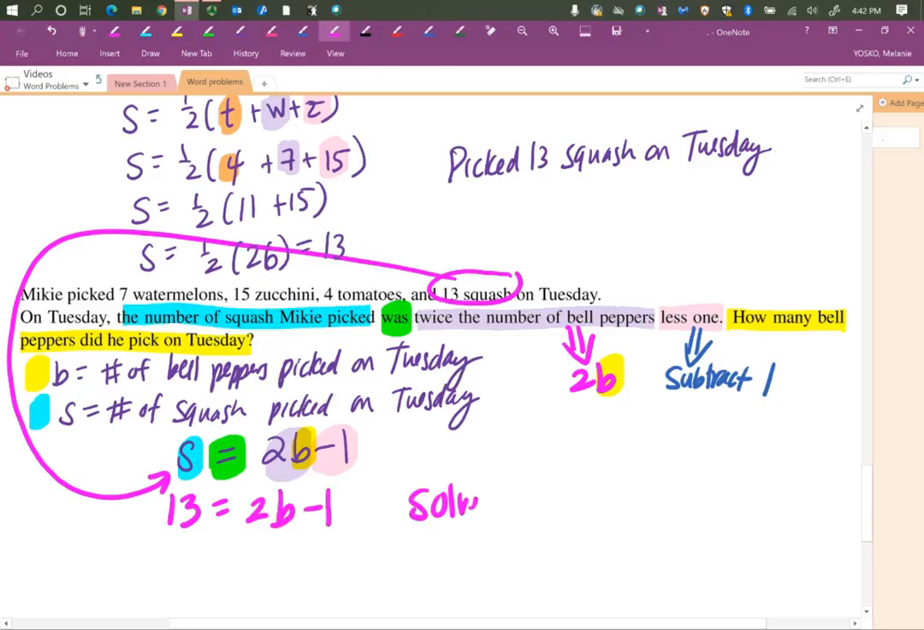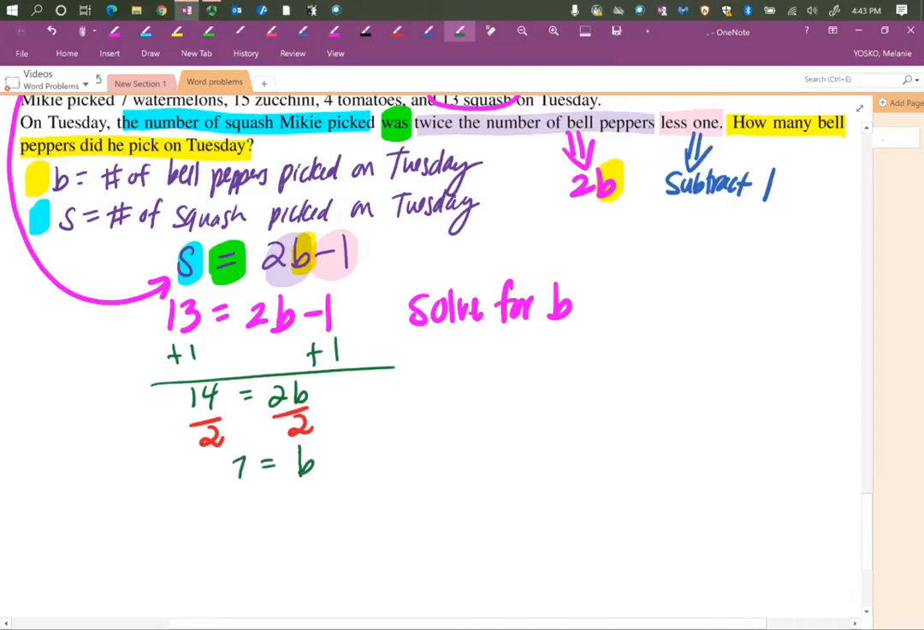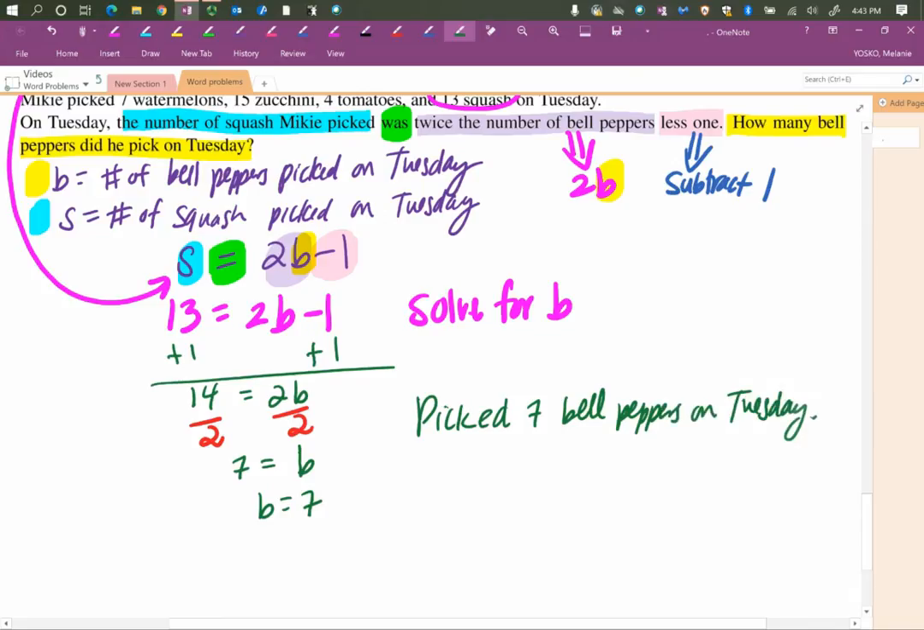We're going to solve for B. We're going to add 1 to both sides. So we get 14 equals 2B. We want the coefficient of B to be 1. So divide by 2, divide by 2. B is 14 divided by 2, which is 7. B is 7. So how many bell peppers did he pick on Tuesday? Well, he picked 7 bell peppers on Tuesday. Okay.